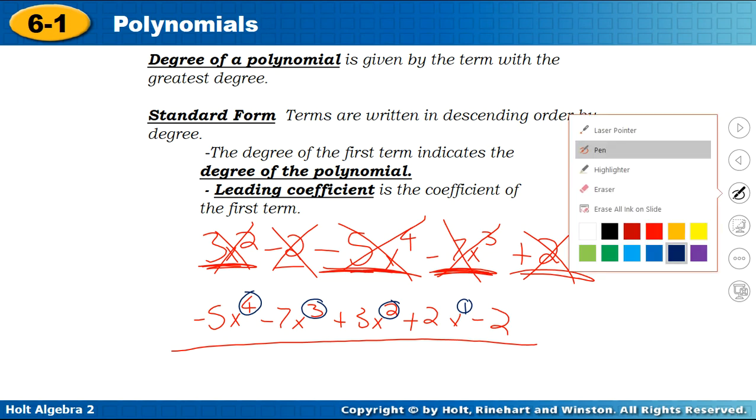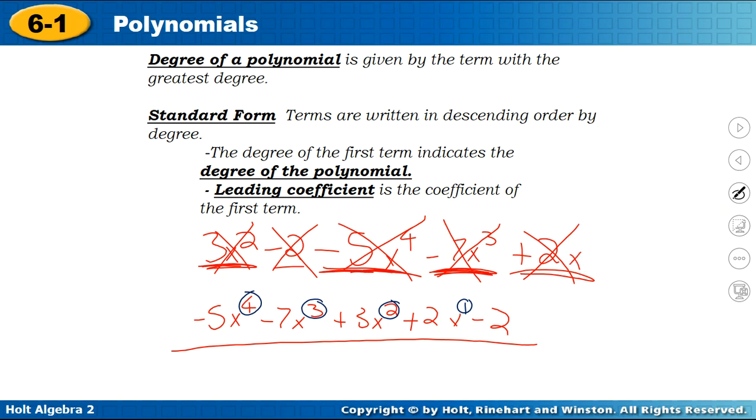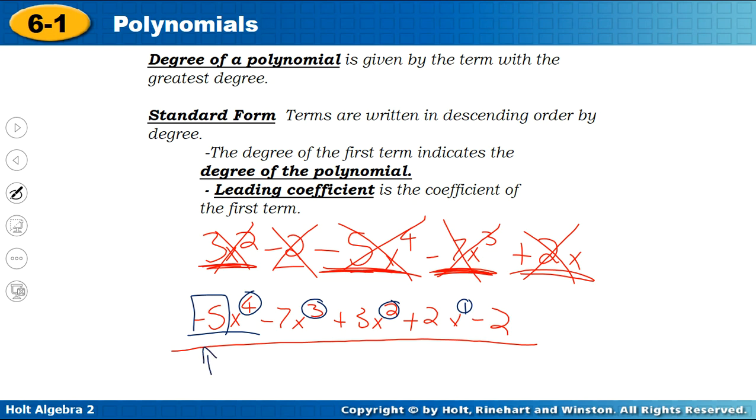Now let's also talk about the leading coefficient. The leading coefficient is the coefficient of the first term. This is when it's written in standard form. So when it's written in standard form, the leading coefficient is the coefficient of the first term. The first term is negative 5x to the fourth. The coefficient is negative 5. So negative 5 is the leading coefficient.